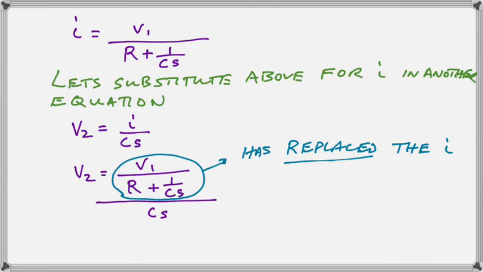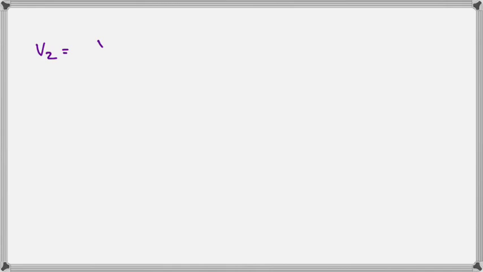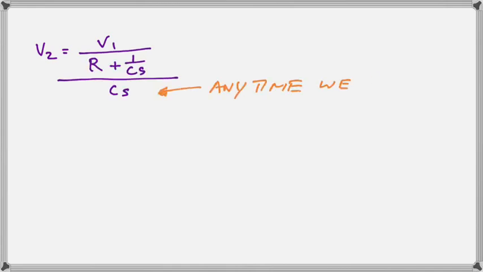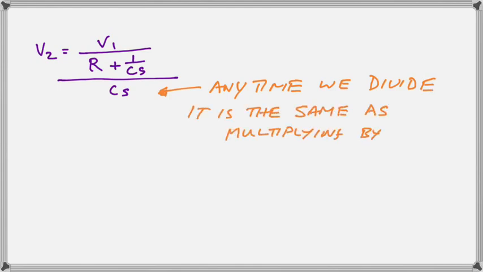Now, if we were dividing by CS, we're going to have to multiply by 1 over CS. And if we were dividing by 1 over CS, we would have to multiply by CS, or rather CS over 1. So the rule is to take the bottom part and take the reciprocal of that and multiply. That's what we're going to do.